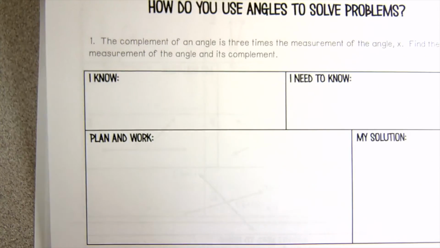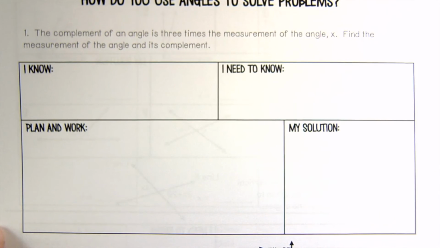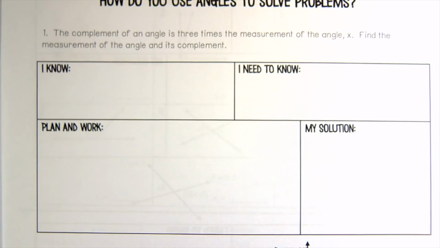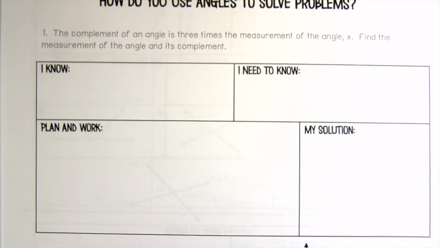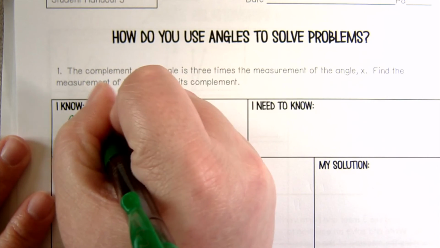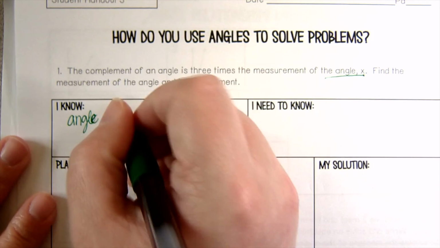Alright, now, how do you use angles to solve problems? The complement of an angle, so complement means that the two angles add up to what? 90 degrees. So the complement of an angle is 3 times the measurement of the angle x. Find the measurement of the angle and its complement. What do we know about the angle? Just the one angle itself. So the angle was x.